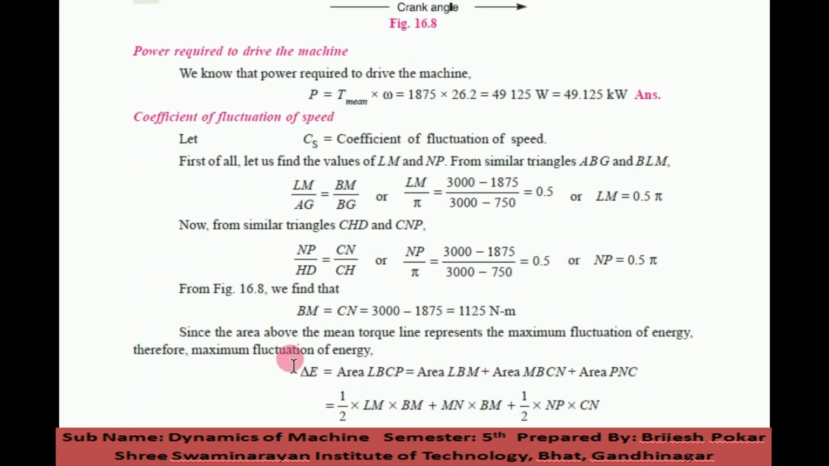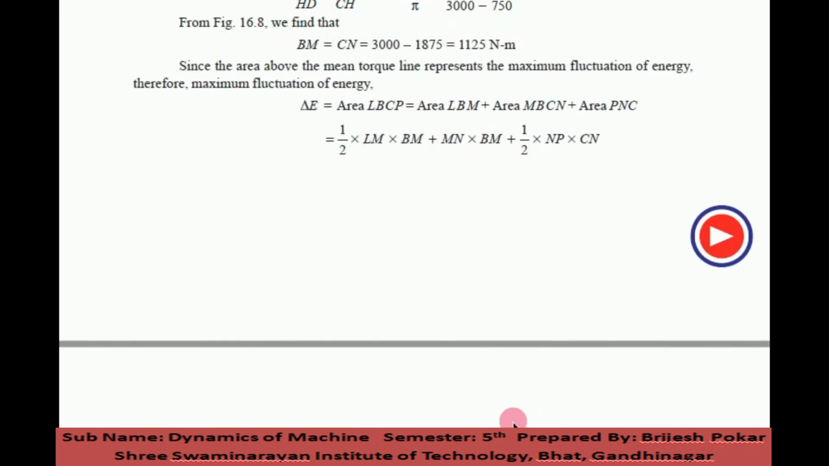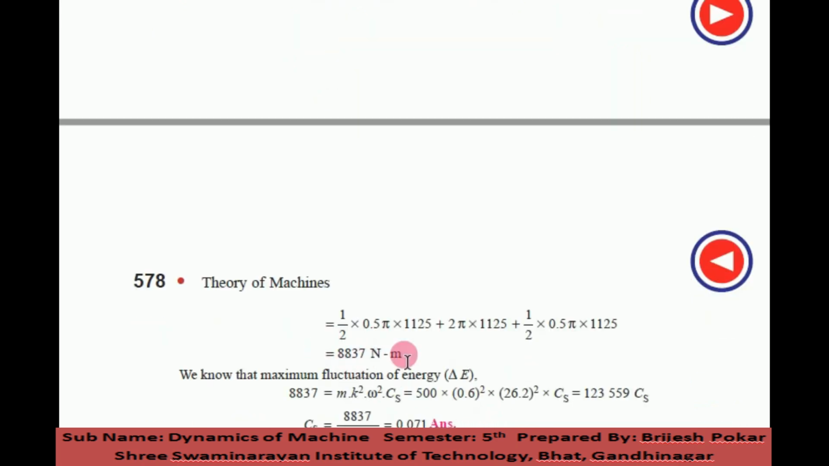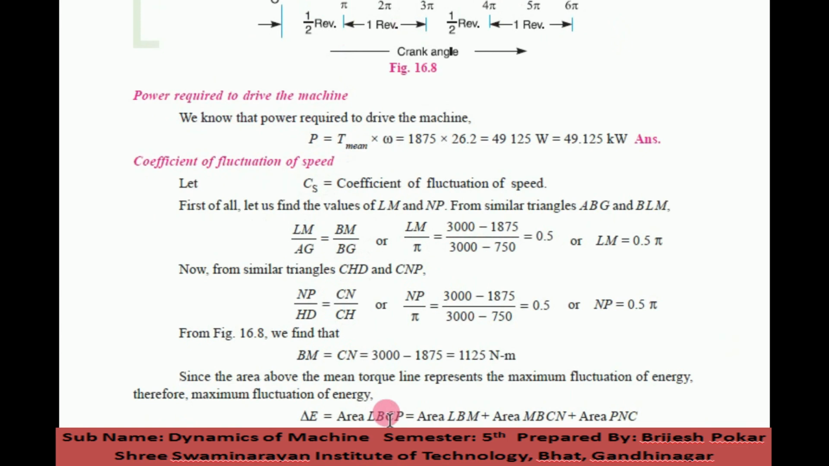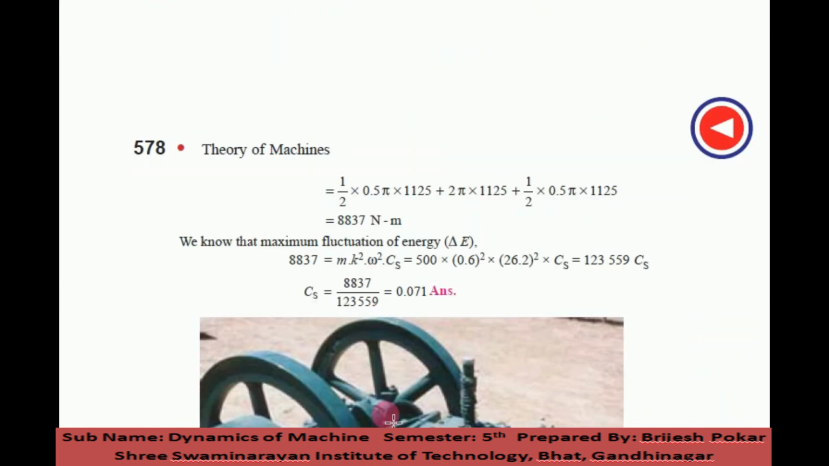Now BM and CN we can easily find out. So all these values, LM, NP, BM, CN, if we put them over here, then we can find out the delta E. And by using this delta E, we can find out CS, the coefficient of fluctuation of speed.